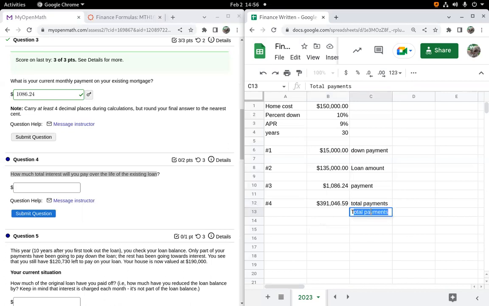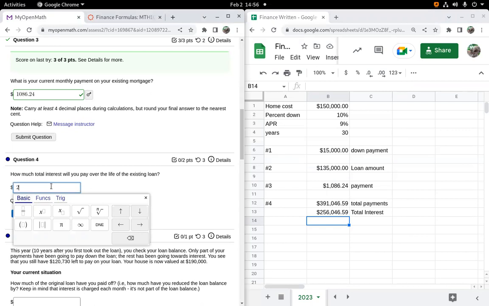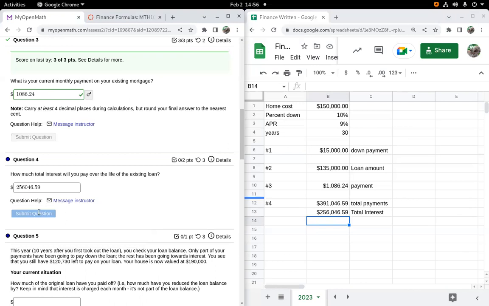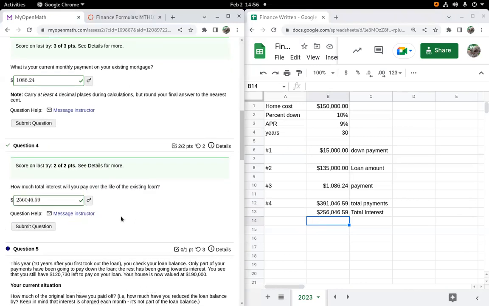So total interest is just going to be equal to the total payments minus what we borrowed. The difference between the two of those is the amount of interest I paid over the life of the loan. Whew, that's a lot of money. $256,046.59. Always double check that you typed it right. Looks right. Okay, on a roll here.